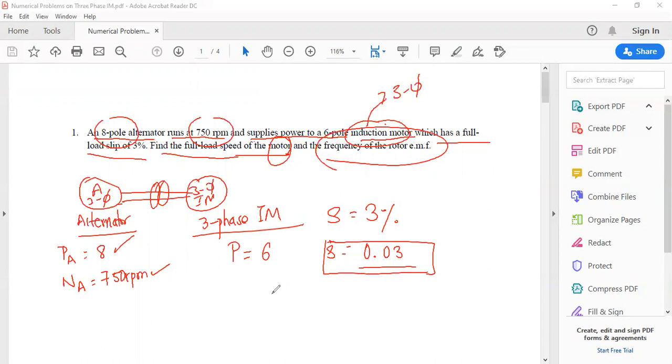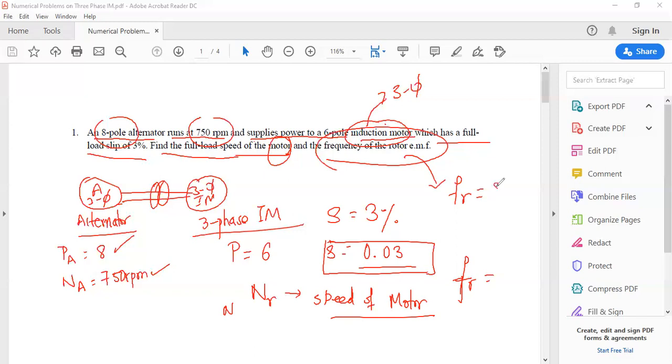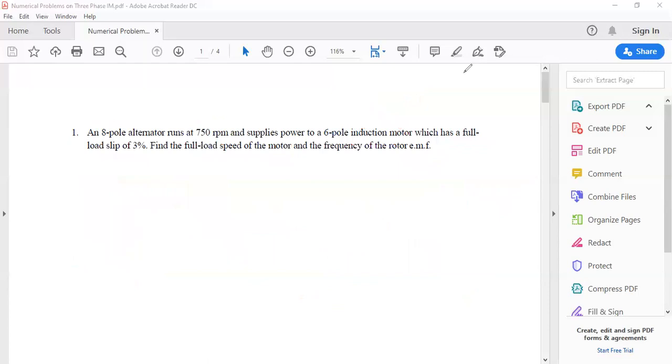Now you need to find the full load speed of the motor, which is the speed at which the rotor is rotating once fully loaded. We generally call it NR, or N. And the frequency of the rotor EMF, FR, is given by S times F. So now I have all the equations, and let me proceed with the solution.